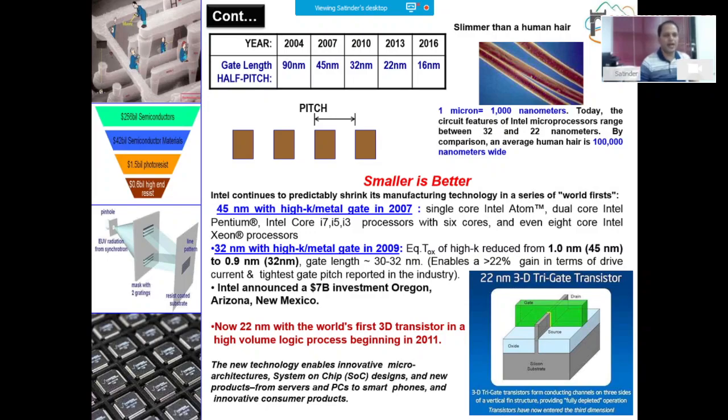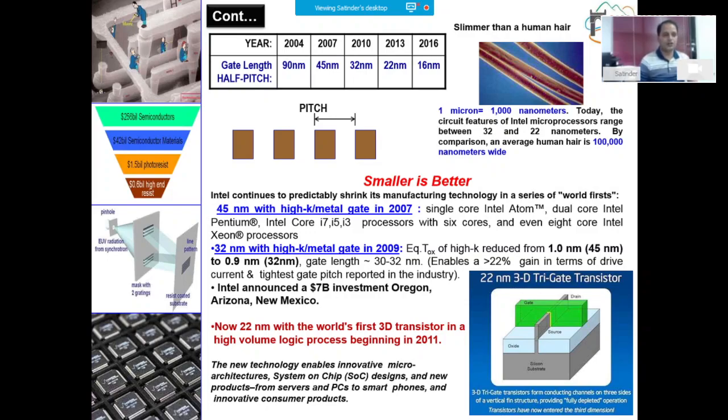And in the previous slide, it is clearly shown how this pitch is reduced day by day. The requirement is reduced because we want to fabricate dense transistors, and for that we have to scale down the feature size of the transistor. A dense circuit accommodates more transistors. So now you can get the idea: smaller is always better.